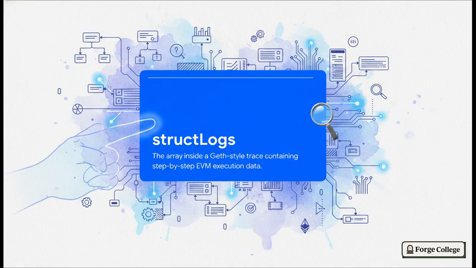And inside that trace response, you're hunting for one specific array called structLogs. Let me tell you, this thing is the absolute goldmine of a Geth-style trace. It contains all the step-by-step EVM execution data. By just iterating over structLogs with a really simple loop in our script, we can tally up every single operation and build a straightforward opcode-frequency map. It lets us see exactly what the EVM was doing.